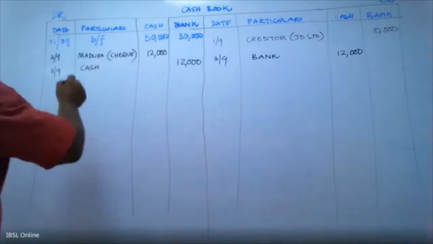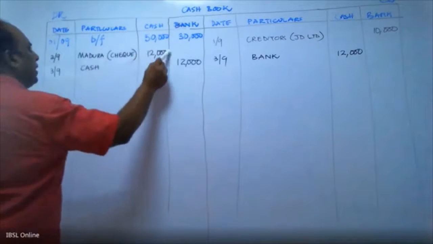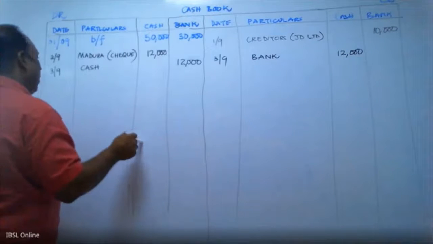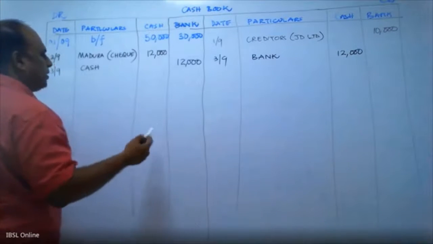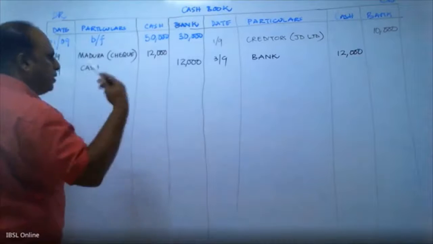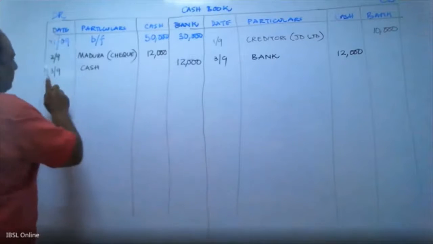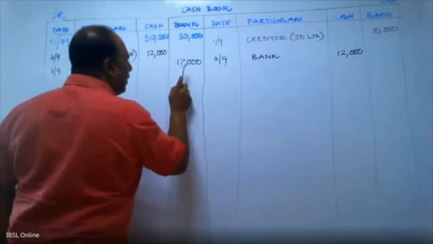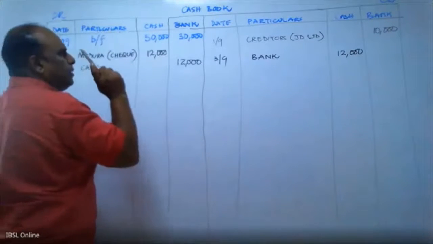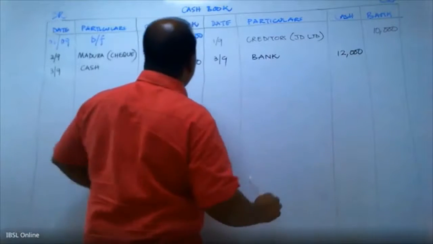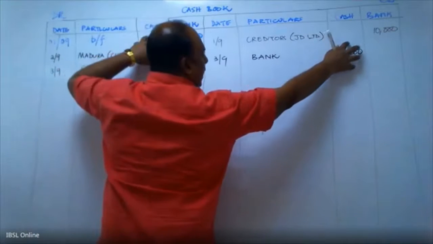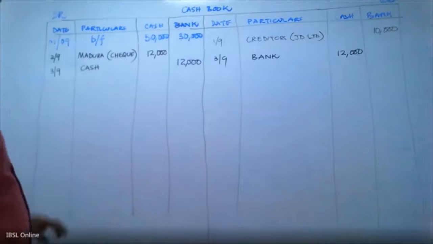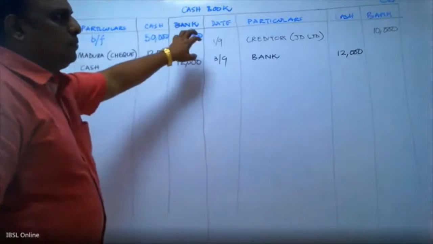On 2nd, I received this check, so I recorded it in the cash column. According to the policy of the company, they deposit the checks received on a particular day on the following day. On the 3rd of September, I will debit my bank column and credit the cash column. So now the entry that I recorded gets knocked off. Now it remains only in the bank.